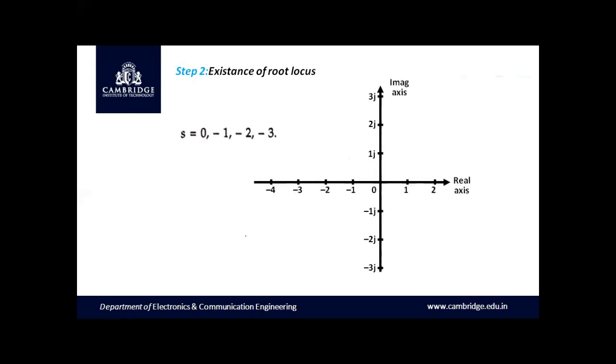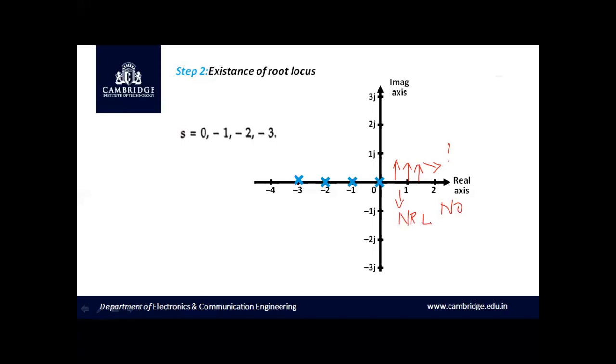From the s-plane, after drawing the pole-zero plot from the given question, now we have to find the existence of root locus. We know the procedure. First, we take any point in the positive real axis and look towards the right. Can you see any odd number of poles and zeros towards your right? No. Then root locus does not exist.